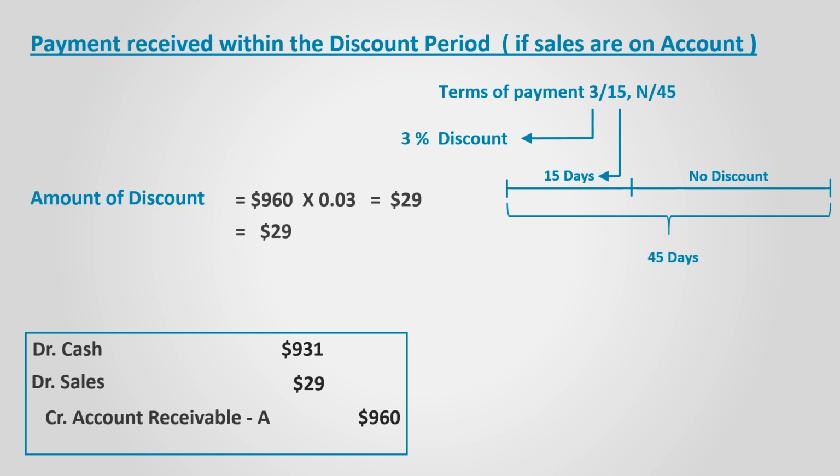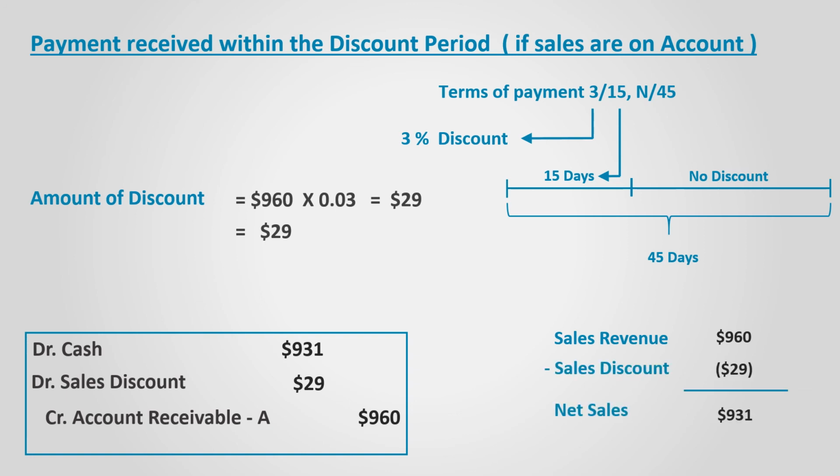If we do that, we won't know how much the original sales is and how much the discount is. That is why we debit a sales discount account, which is a contra-sales revenue account. Its normal balance is debit and it increases by being debited. The sales discount is later subtracted from the sales to get net sales. By this method, both the amount of the original sales and the amount of the sales discount is known. The sales discount is debited by $29.